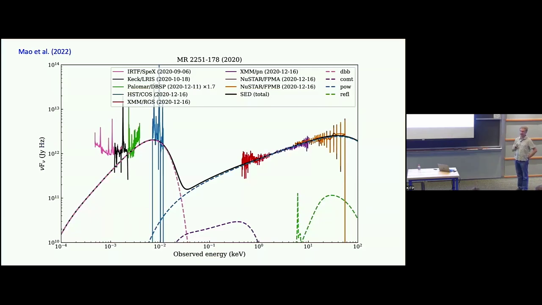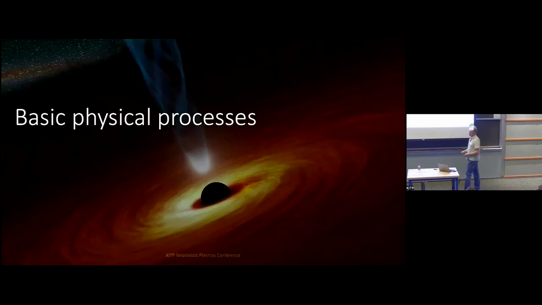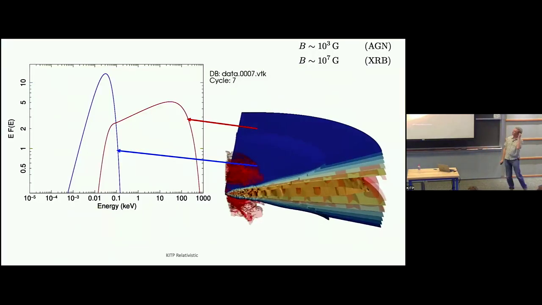So energetically important. And as we'll see in a minute, a much larger fraction of the energy is actually released in the corona, and then some of it just shines back down on the disk and heats the disk up, giving you this emission there. Okay, so let's quickly address some of the basic physical processes that are at play.